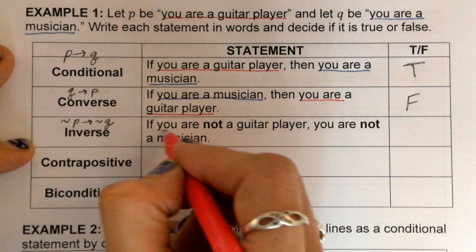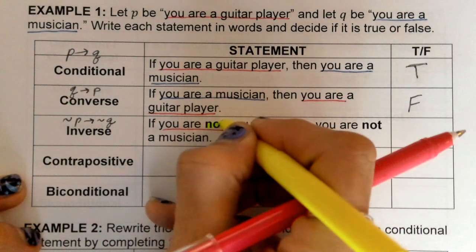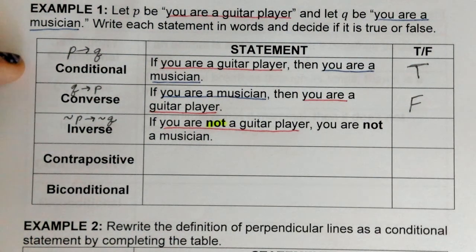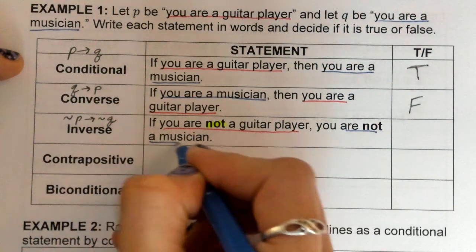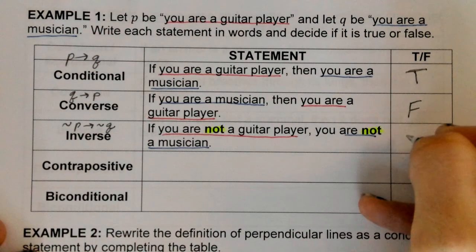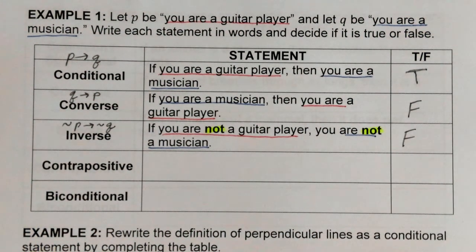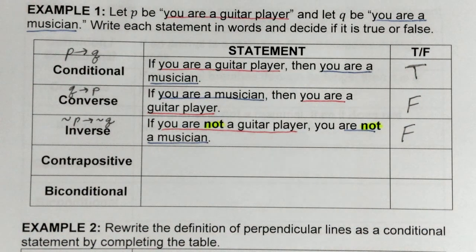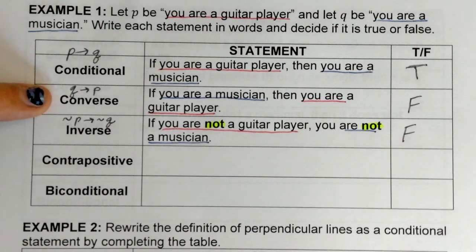So if you are not a guitar player, see in that word "not," then you are not a musician. That's that negation, or that change into the opposite. And we did note that this was false. Our contrapositive: what we're going to do is come up here to our converse.